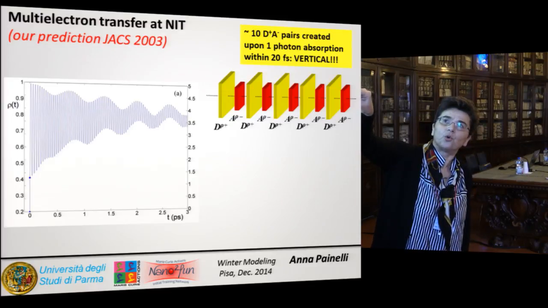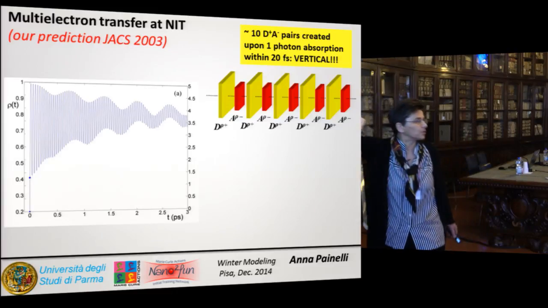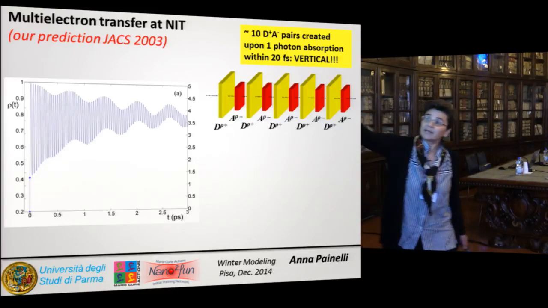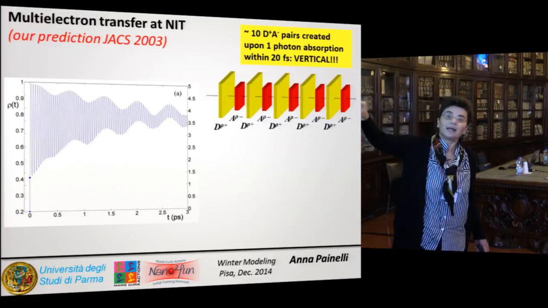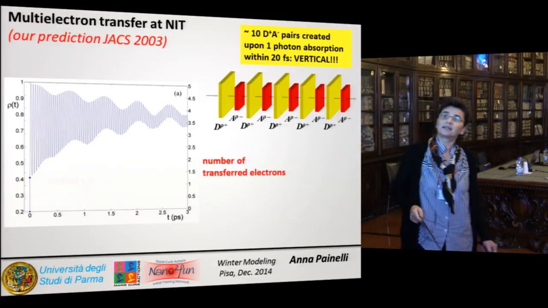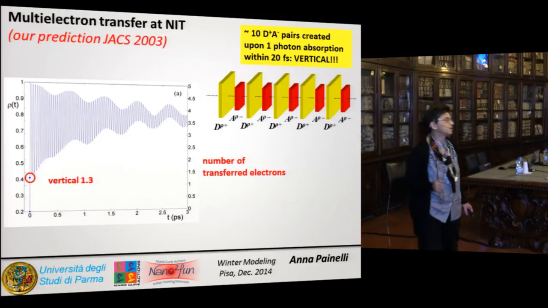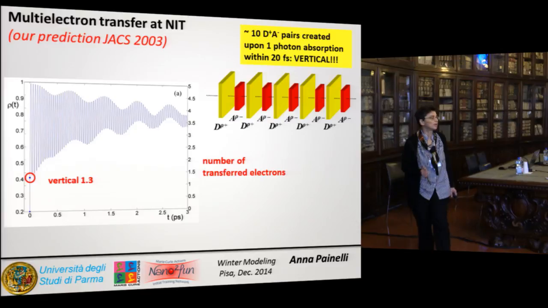On vertical excitation, it goes to 0.4, and then it starts oscillating on the potential energy surface, okay? I can translate this information into the number of electrons which are transferred, and the first result is that already at the vertical, more than one single electron is transferred upon absorption of a single photon.